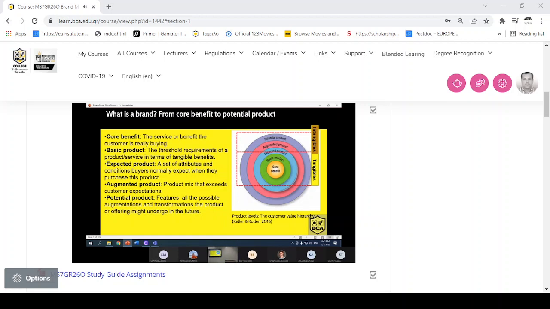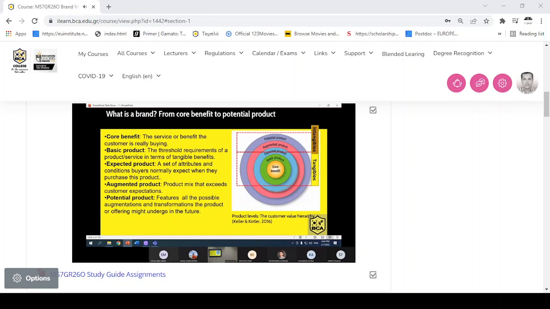This is again a typical portrayal of a brand by Keller and Kotler. The brand is a series of concentric circles. At the very core, we have the core benefit of the brand, that is its brand promise, its very basic promise to the consumer. At the next layer, we have the basic product, that is the threshold requirements of the product or service, but in terms of tangible benefits, that is functional oriented. Third level, the expected product, a set of attributes and conditions that buyers normally expect when they purchase this product. This includes a layer of intangible benefits as well.